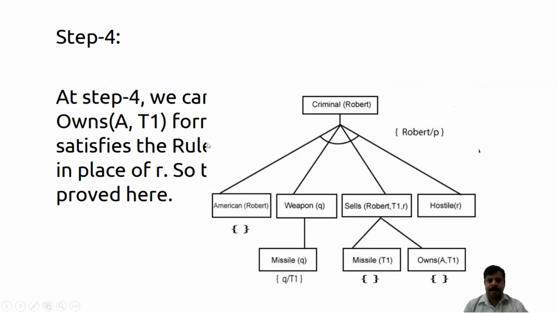So this is the last step. Here we will further expand this particular weapon. Robert sells missiles T1 to enemy nation A. So obviously it was a fact.